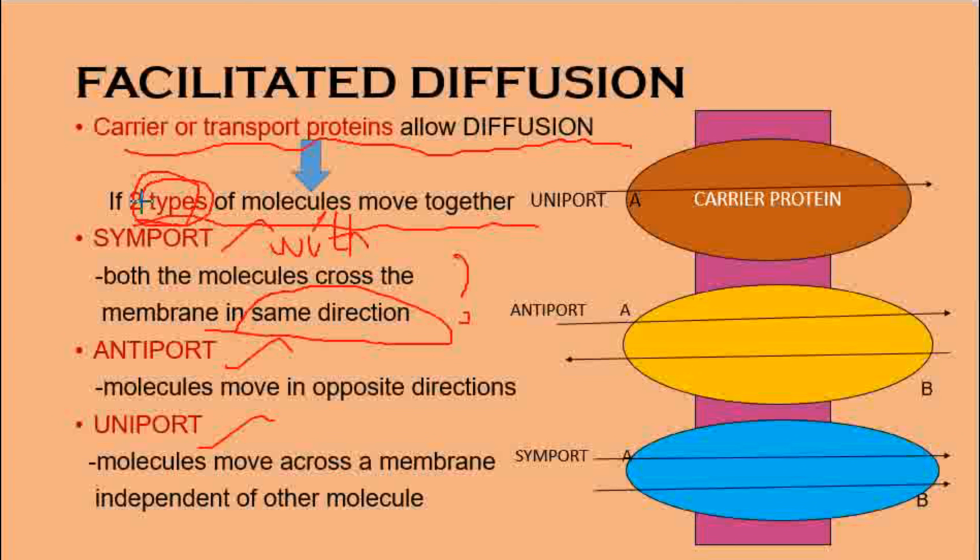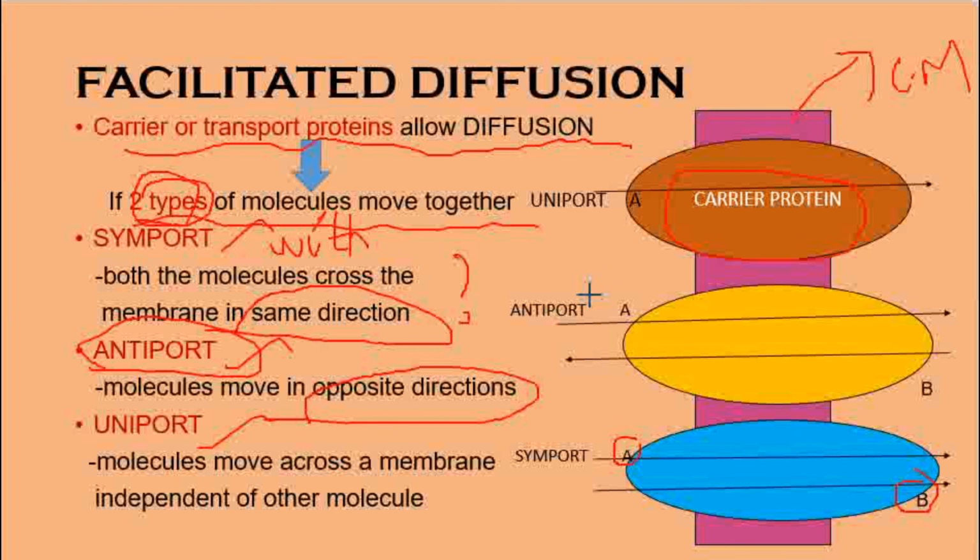So when the molecule crosses the membrane, here you can see the carrier, this is the carrier protein. Like in the previous picture, this is the cell membrane. So in this case, here is the symport, both molecule A and molecule B move in the same direction, so we call it symport. In antiport the molecules move in opposite directions. Antiport, anti means against, A moves in this direction and B moves in the opposite direction.